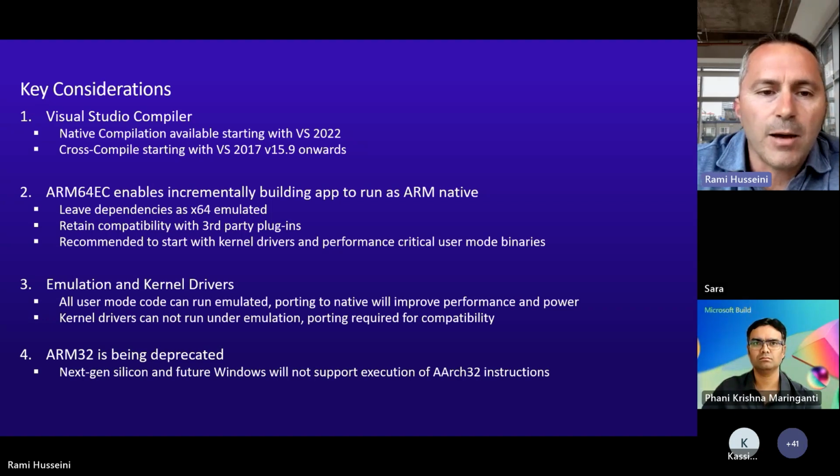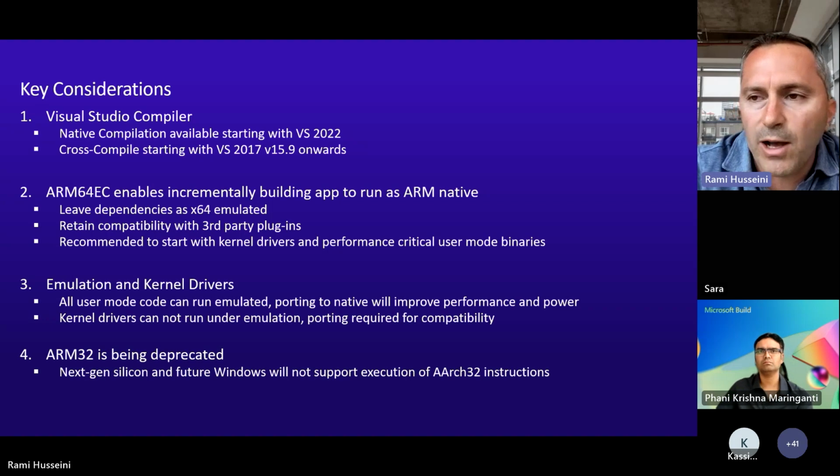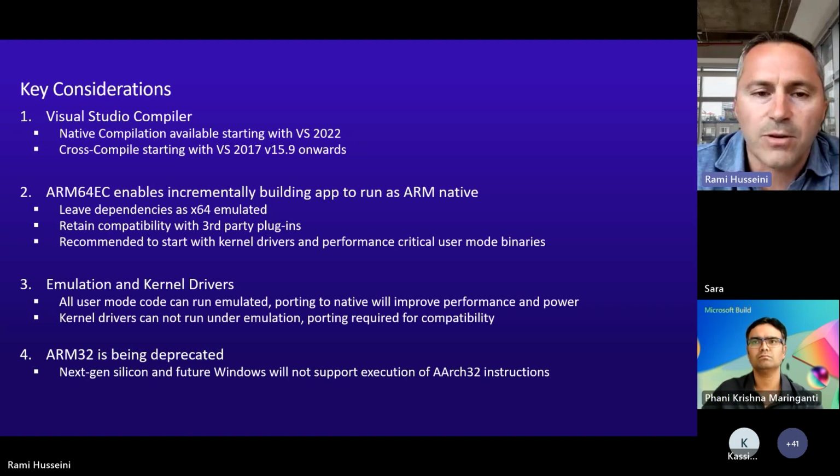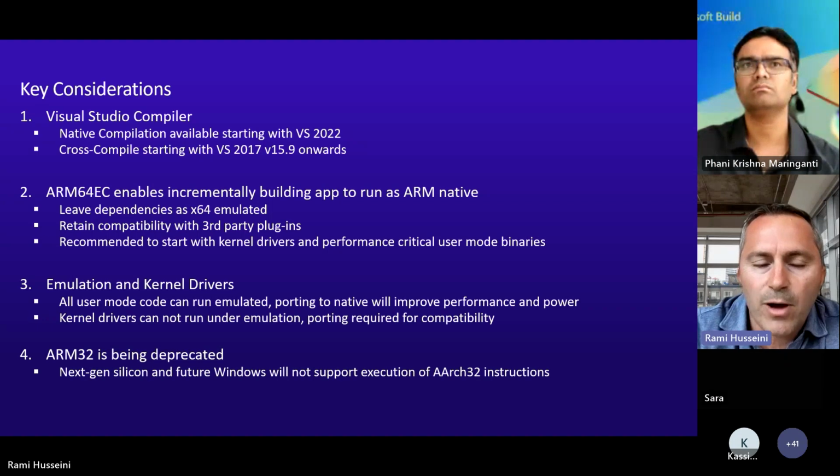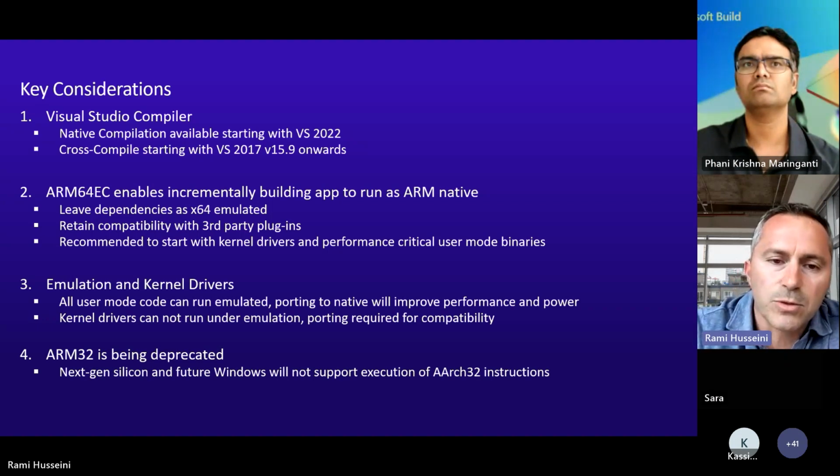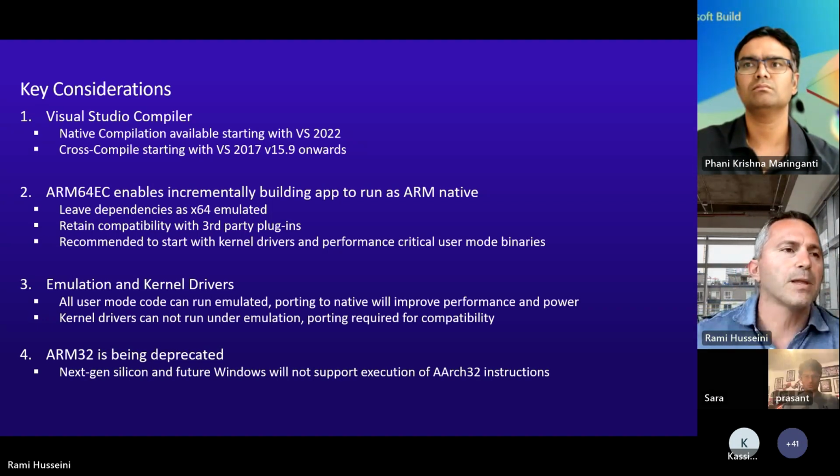If you're on a previous version of Visual Studio, you can always cross-compile. So you could cross-compile on a different architecture, compile for Windows ARM, and then take that binary and test it on a Windows ARM platform. Being able to cross-compile is available starting with Visual Studio 2017.